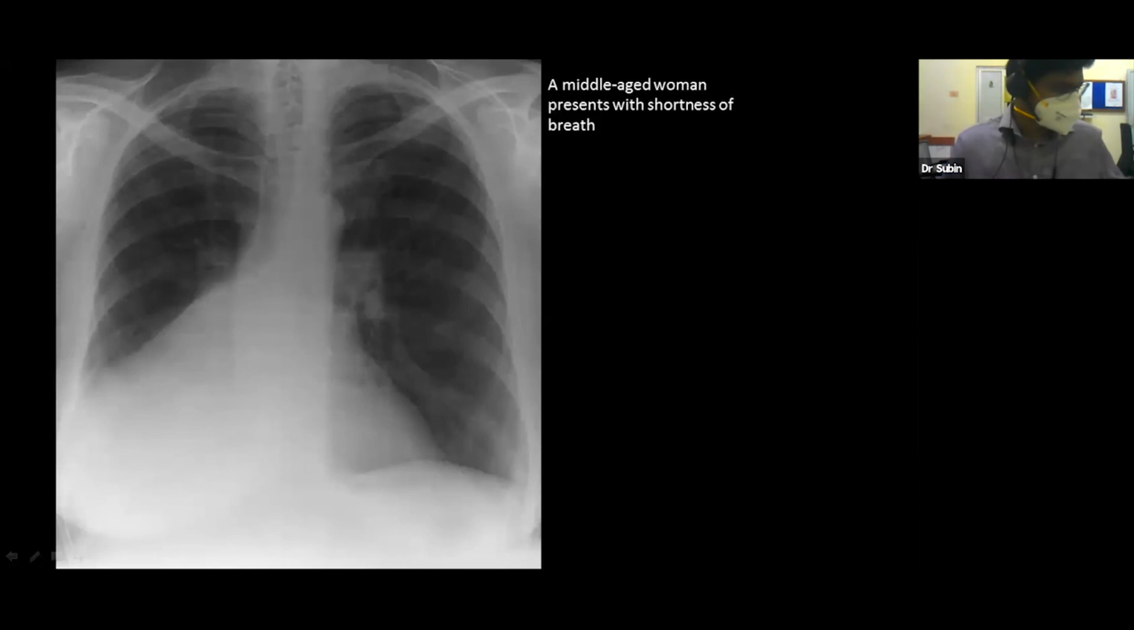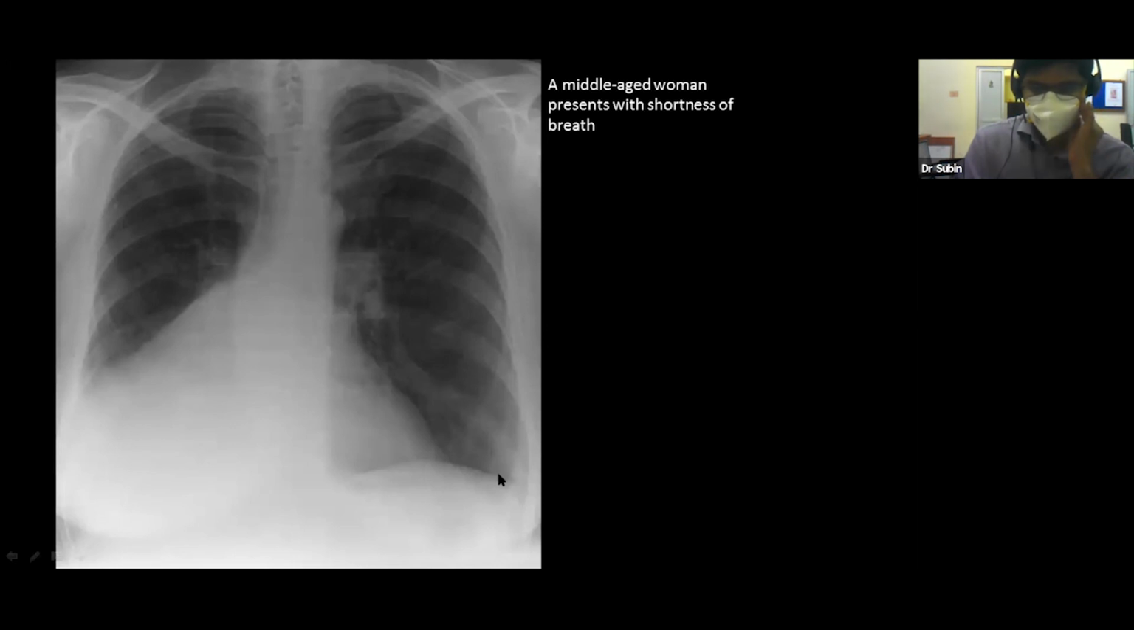Okay, this one. Again, an interesting case. What do you think is happening on this side? Gall and triad, yes, Rakul. Can anybody tell me what is going on on this side? Eventration, okay. Anything else?